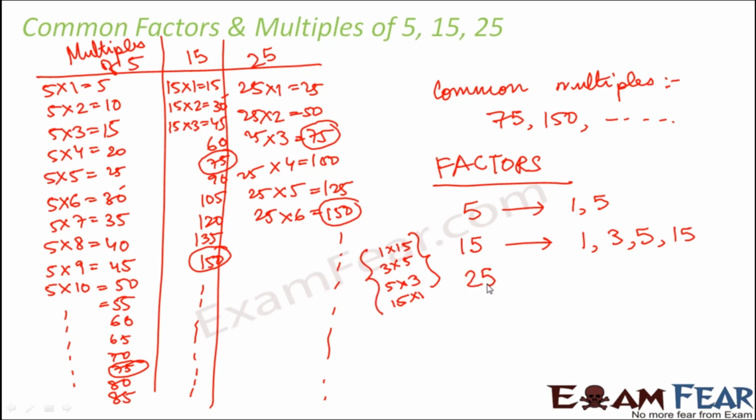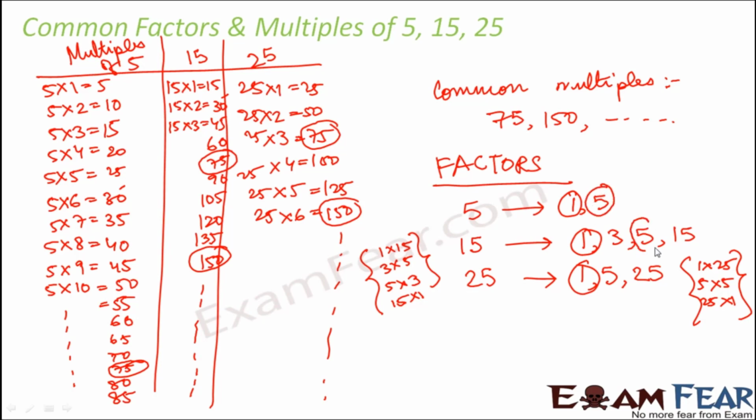These are the various ways in which we can write 15. The third number is 25. So 25 again has various factors like 1, 5 and 25. Because 25 can be written as 1 into 25, 5 into 5 and 25 into 1. So these are the factors. Now out of these, which are the common factors? 1 is a common factor and 5 is also a common factor. So common factors between 5, 15 and 25 would be 1 and 5.